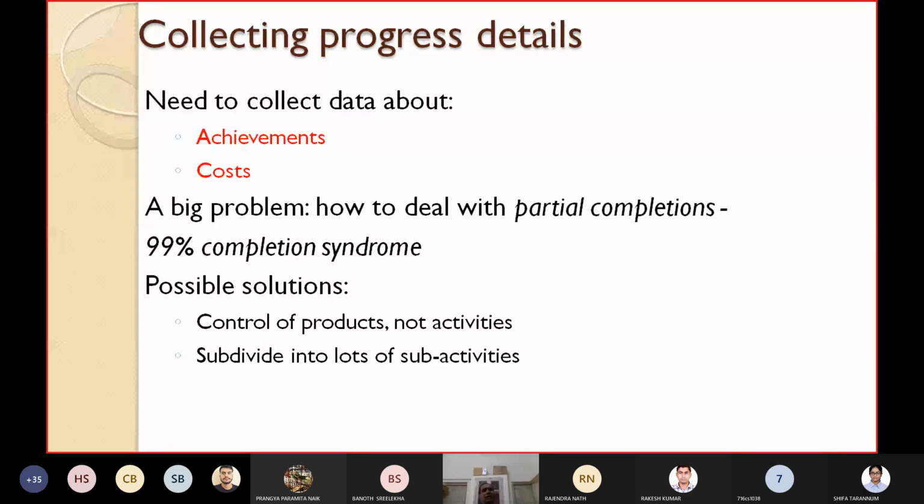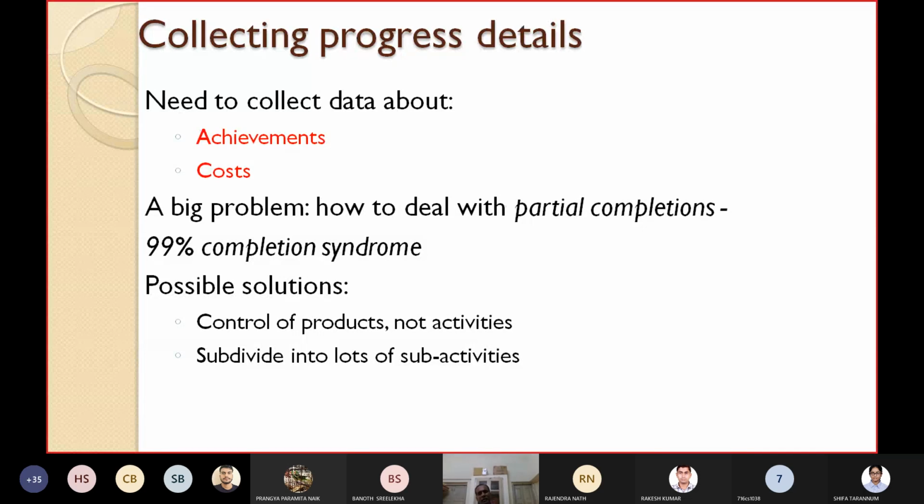Now let's see how to collect the progress details. I have already told you one agenda was collecting the information regarding the project. How can we collect the progress details? There is a need to collect the data about achievements and the costs. In order to collect the progress details, we need to collect the data about the achievements that you have met and the cost that has been incurred or that may be incurred.